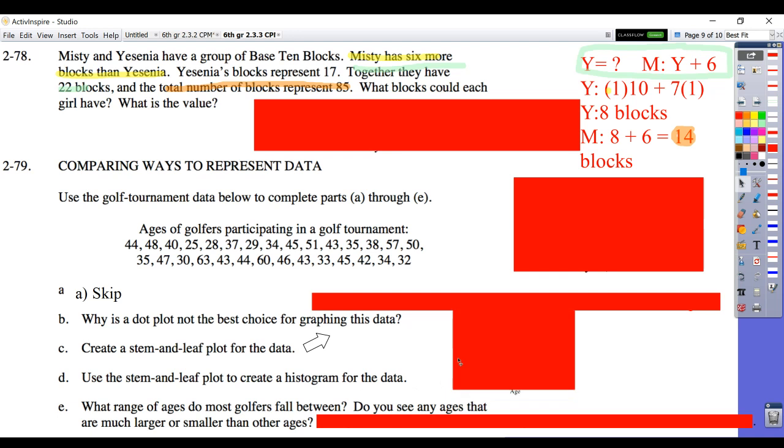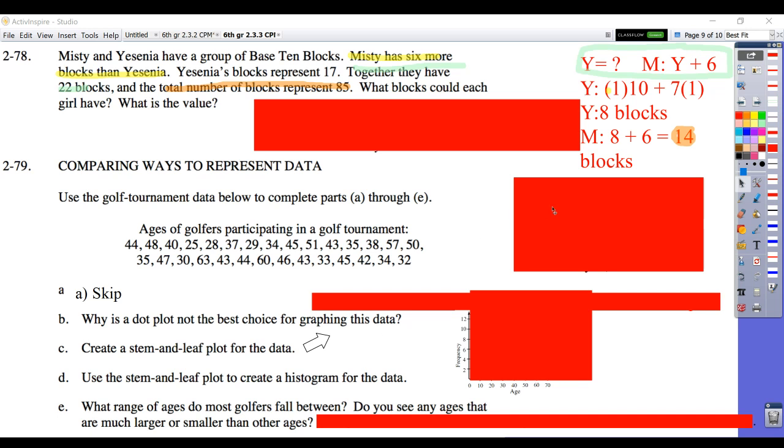Now for the histogram, I went with 0 to 10, 10 to 20, 20 to 30, and so on. And again, alongside, remember, you're going to put your frequency. All right. So this is fairly small print. Again, you may want to pause and take a look to get yourself set up and started on that. And then you're going to put how many golfers were between 20 and 30, how many were between 30 and 40, and so on. And then for E, what range of ages do most golfers fall between?